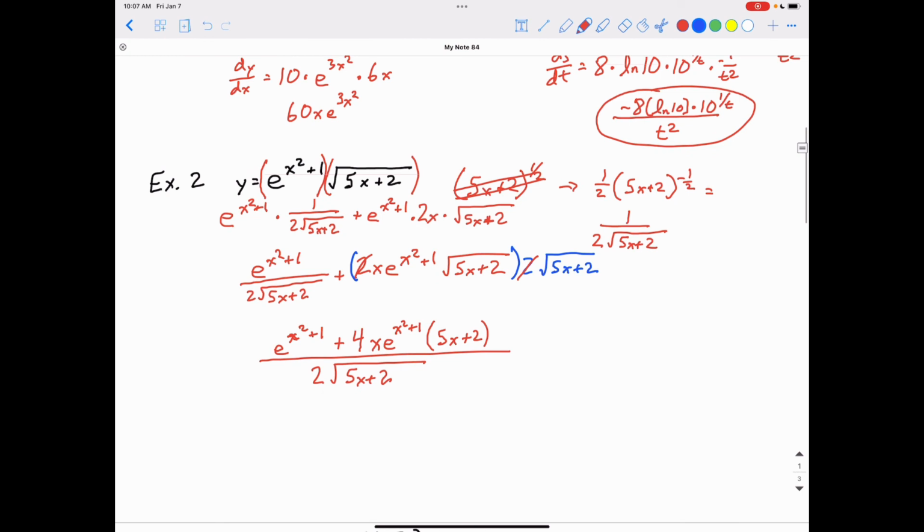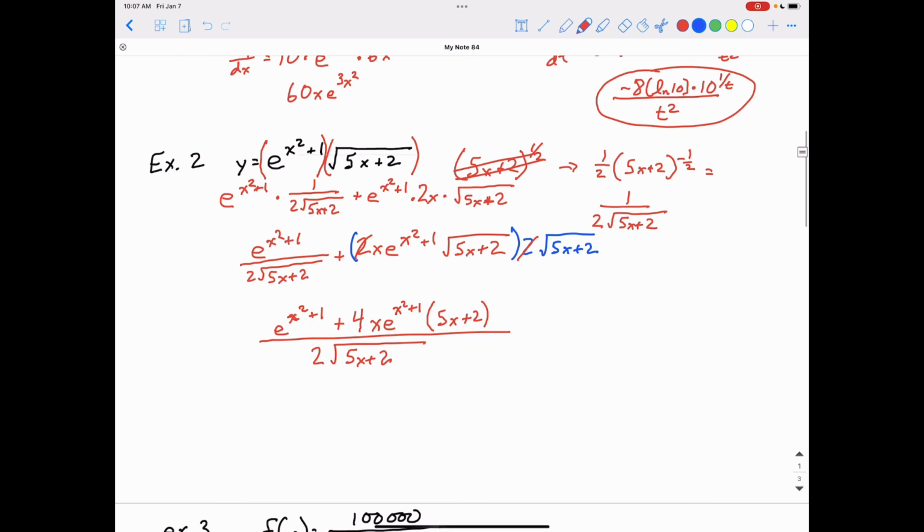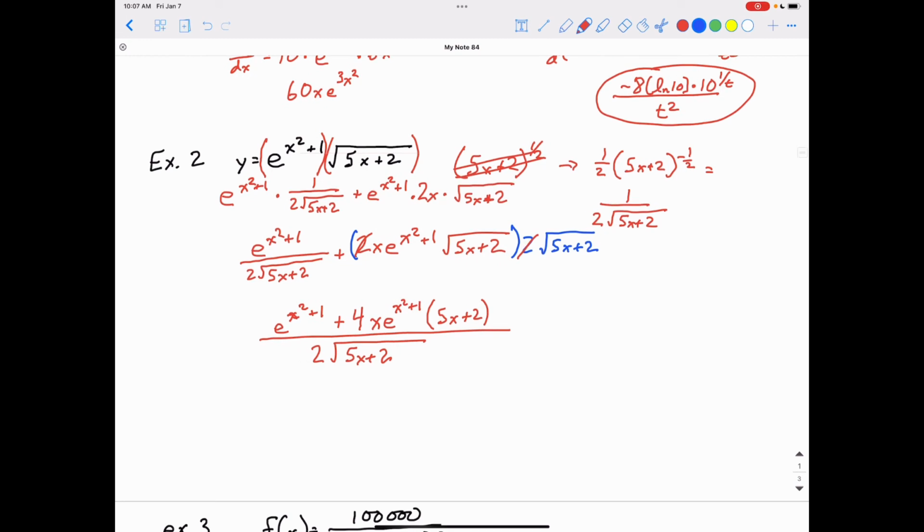And then it gets interesting here, because we have e to the x squared plus 1 in the first term, and then we have an e to the x squared plus 1 in the second term. So in order to make this a little more elegant, what we can do is we can factor out e to the x squared plus 1 from both of those terms. So e to the x squared plus 1 times, well, I factored out an e to the x squared plus 1 from this term, which means I'm left with just 1 plus 4x, and I already factored out this e to the x squared plus 1, so it's not there anymore, times the quantity of 5x plus 2. And again, all of that is over 2 square root of 5x plus 2.